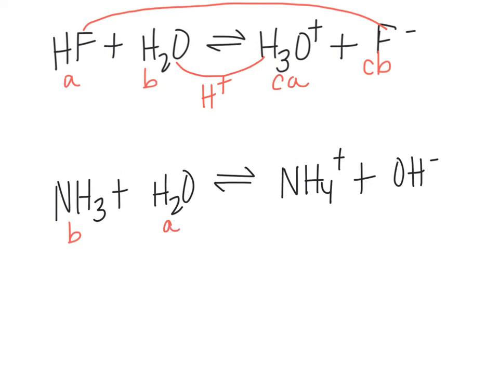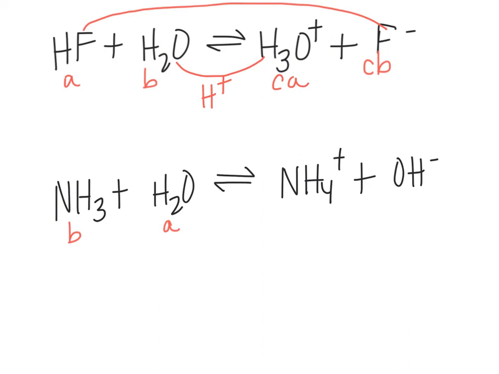Notice in this case, water is behaving like an acid, okay? Whereas in the previous example, water was behaving as a base. So notice water can be either acid or base. And there's a term for that. We say that water is amphoteric, okay? Amphoteric. Like amphibian, right? The prefix amph means both.